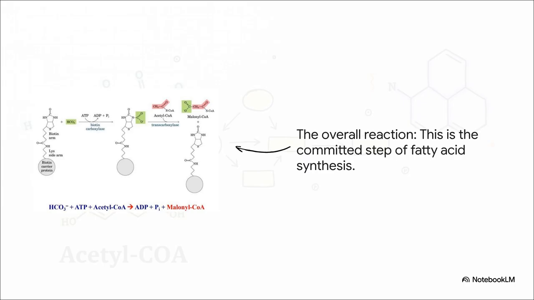And voila! This is the net result of that whole process. We've used a little bicarbonate, we've invested 1 ATP for energy, and we've successfully added that carboxyl group to acetyl-CoA, creating our activated building block malonyl-CoA. And this reaction, this is the point of no return. Once malonyl-CoA is made, the cell is officially all in on making a fatty acid.